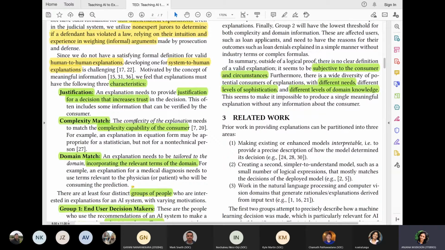They formalize three characteristics. First is justification, and an explanation should have the justification for the decision that they're trying to explain in order to increase trust in the decision. And then the complexity of the explanation needs to match the complexity that the consumer or the target audience is capable of understanding. And thirdly, domain match. These explanations should be provided in a way where they are reusing the terms of the domain. So it's part of the complexity matching, where the user is presented with an explanation with familiar terms of the domain.